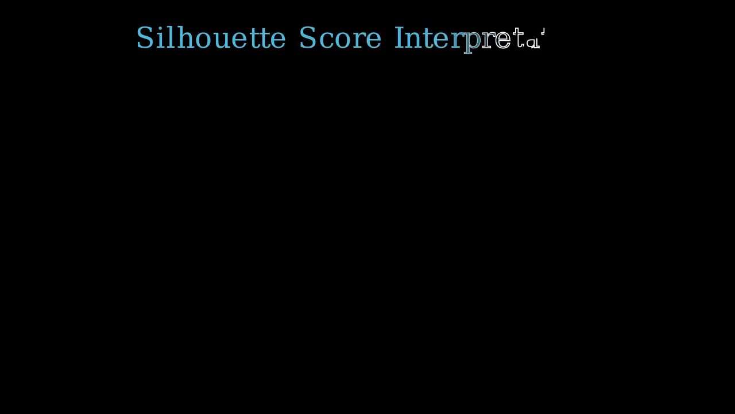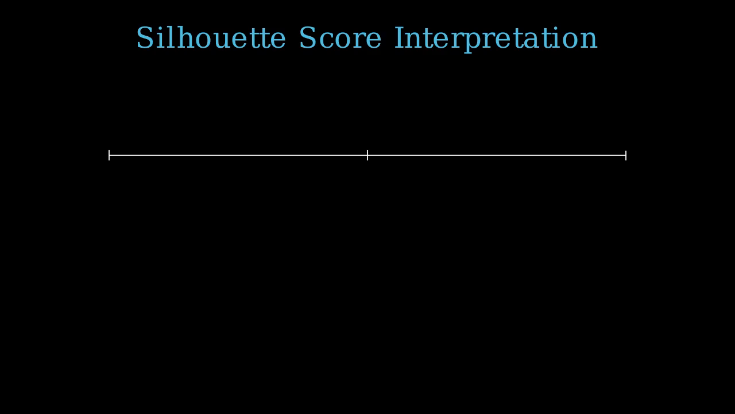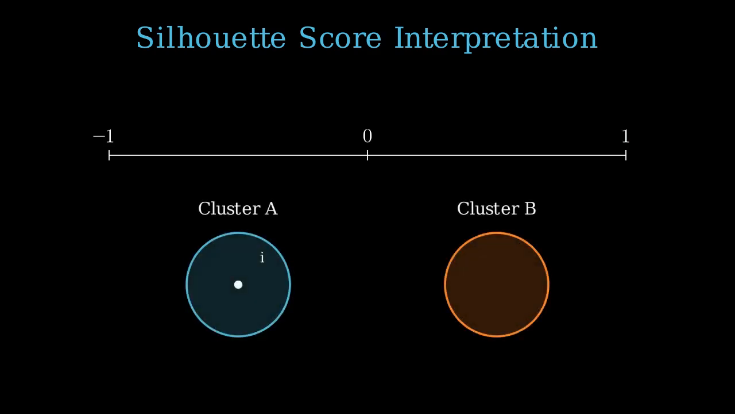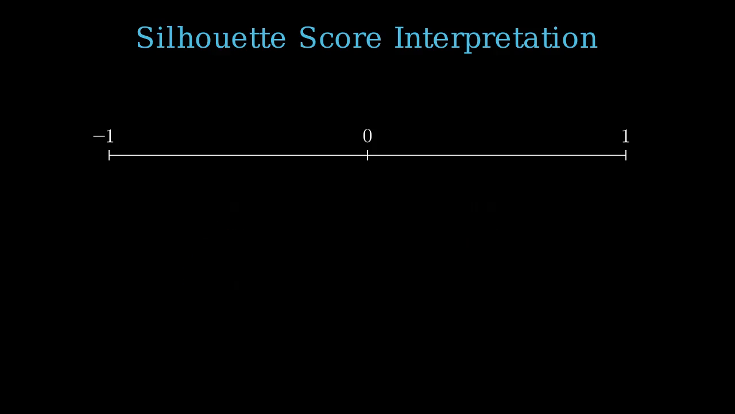Interpreting the final results is straightforward, but reveals a lot about our model's performance. A score near +1 is the gold standard. It tells us the point is very far from neighbouring clusters and sits comfortably near the centre of its own group. A score near 0 is a sign of trouble.